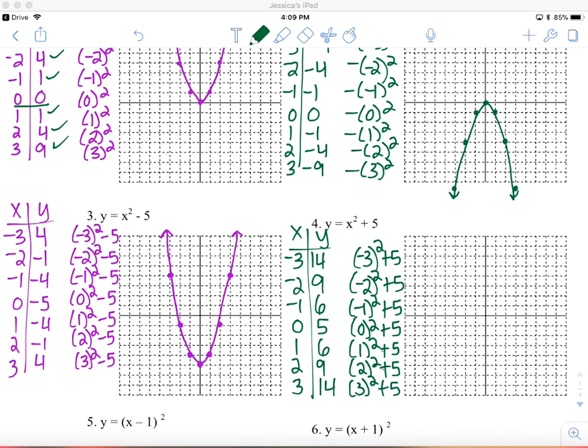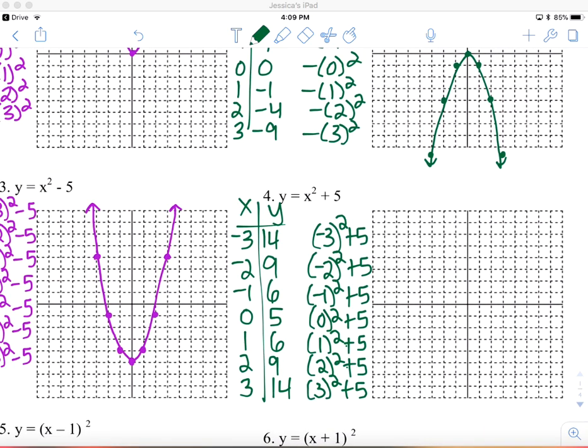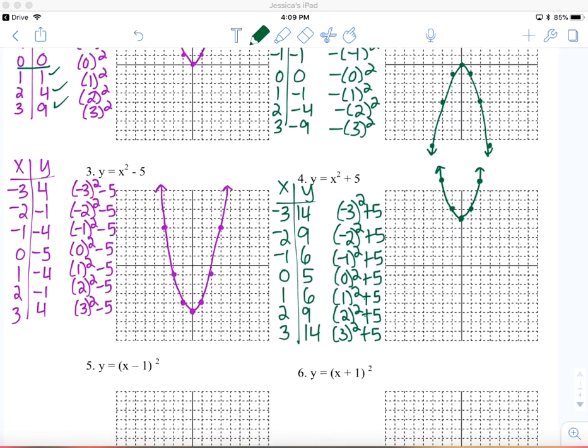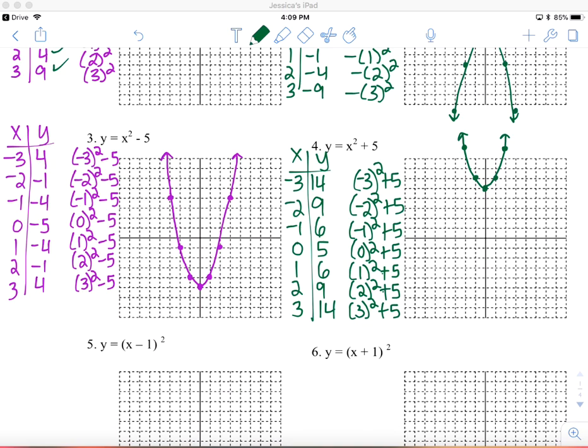If you plot those, you have the points 0, 5, 1, 6, negative 1, 6, 2, 9 is a little bit off our graph, and negative 2, 9. Since 3, 14 is way off our graph, we won't plot those two. So comparing 3 and 4, you can see that the minus 5 moved our graph down 5, and the plus 5 moved our graph up 5. These are our next two transformations.